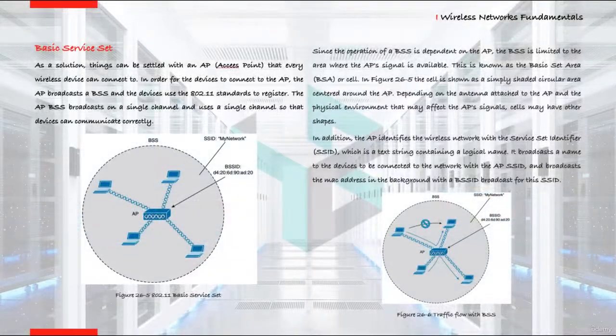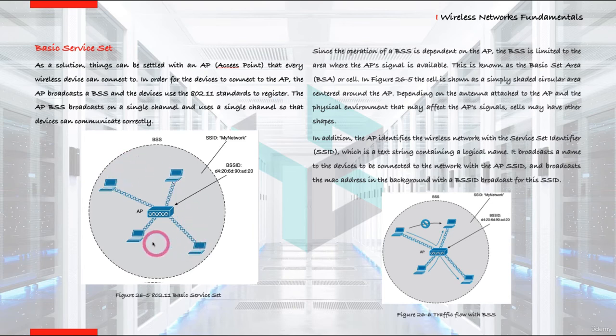Now let's talk about the basic service set. In order to avoid the complexity we just mentioned, we gather our devices around access points so that all our wireless devices connect to access points. This gray area covered by the access point is called the BSS, basic service set.